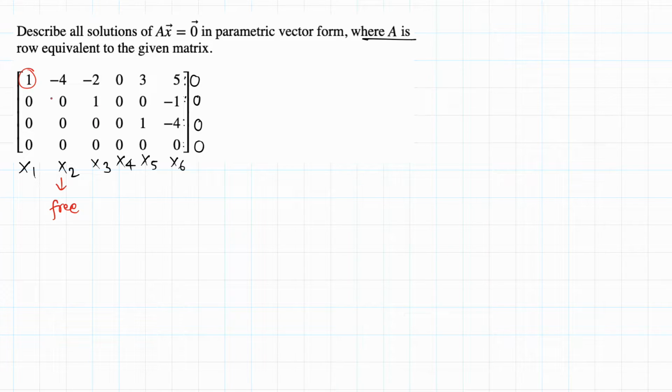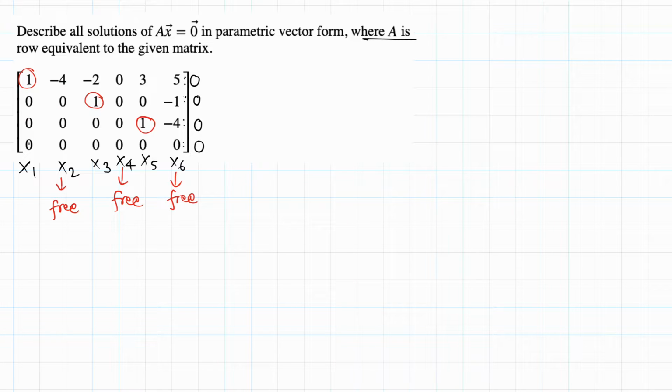And third, oh, here is a pivot in the second row. In the second row, the first non-zero is here, that's the pivot. Now third row, there is no pivot, which means this one is also free. And fourth row, there is none. Okay, x5, there is none, that means free.